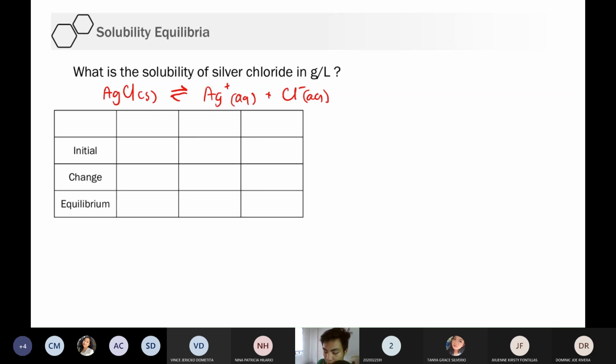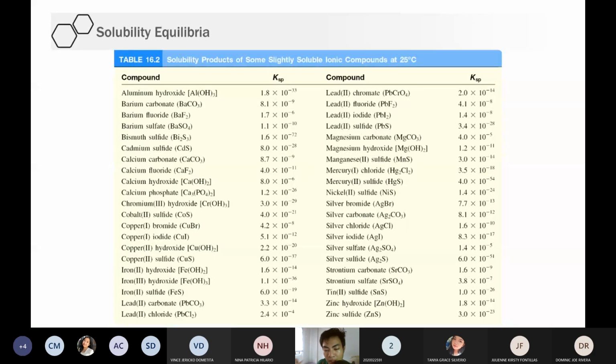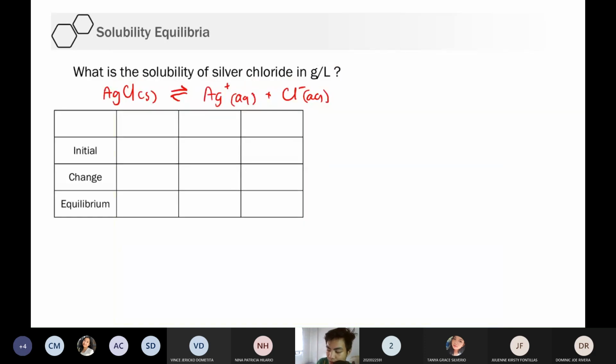So ngayon, ang problema, ano yung K? What's the KSP for this? Okay. So you have to look at this table para alam natin yung K value. Let's look for silver chloride. Okay, so here's silver chloride. So that's 1.6 times 10 raised to negative 10. Okay, so KSP is 1.6 times 10 raised to negative 10.